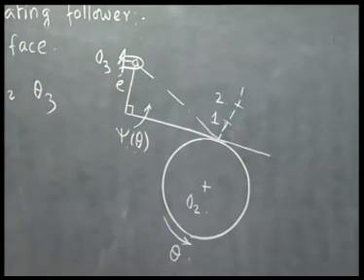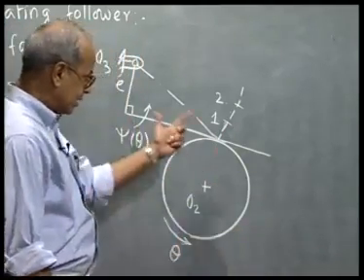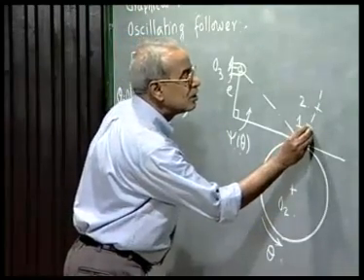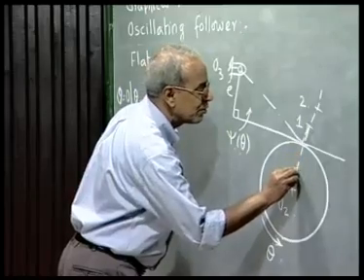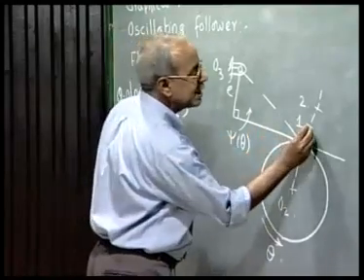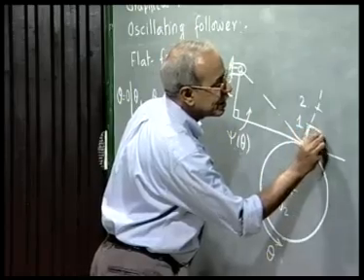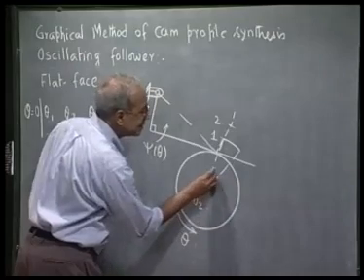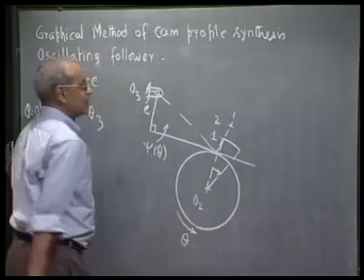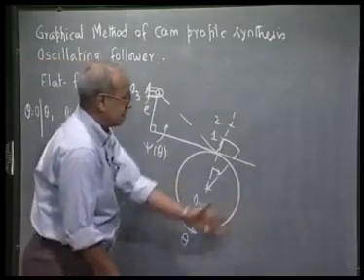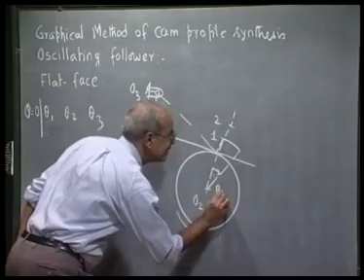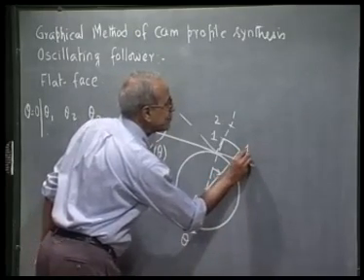To draw the cam profile, I make use of the same principle of kinematic inversion, holding the cam fixed. So as explained earlier, for the roller follower, the inverted position of 1 can be easily obtained by rotating O2 1 through an angle theta 1 in the clockwise direction, because this O2 O3 moves in the clockwise direction. So this is what we call 1 prime.